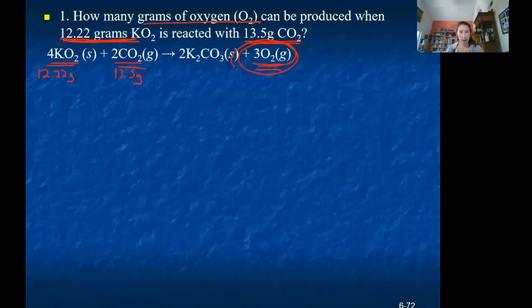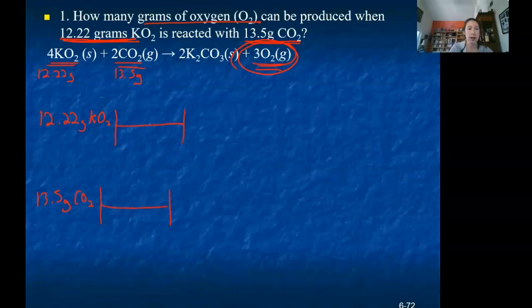And again, if you have a different way you want to solve this and you learned a different way, that's fine. There's so many different ways to solve limiting reactant problems. This one just seems to be people's favorite. So if we start with 12.22 grams of KO2 and 13.5 grams of CO2, right? We're going to convert them both to grams of oxygen.